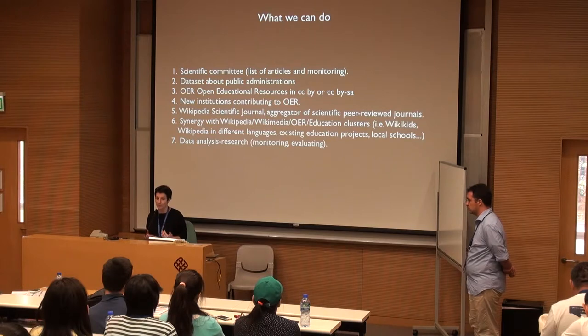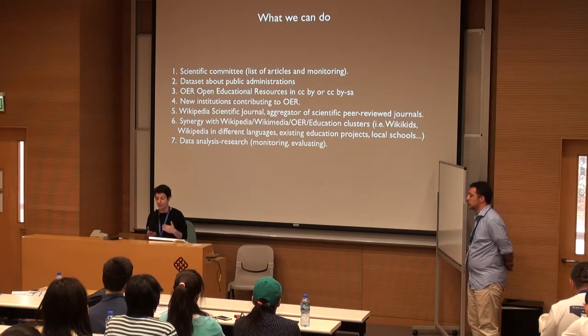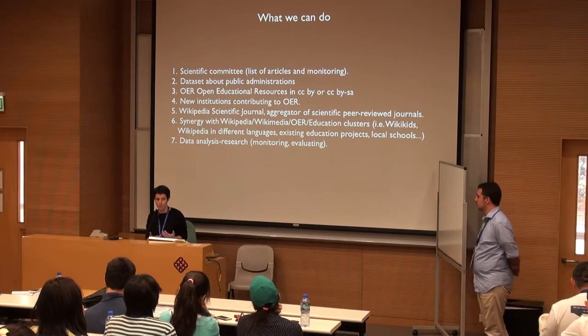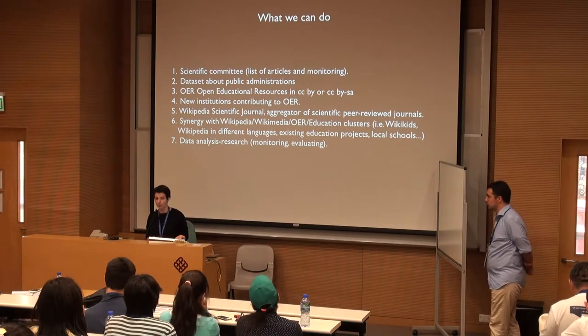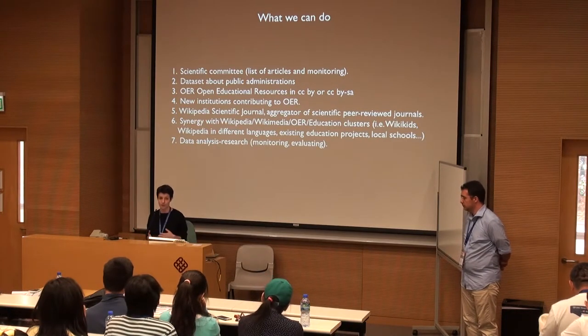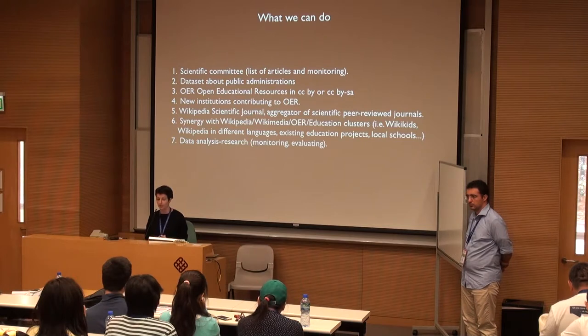The objective of the project is also to test the different possibilities. One of the ideas, one of the proposals we are thinking of, is a Wikipedia scientific journal, which is actually an aggregator of journals that are already working in a similar direction.